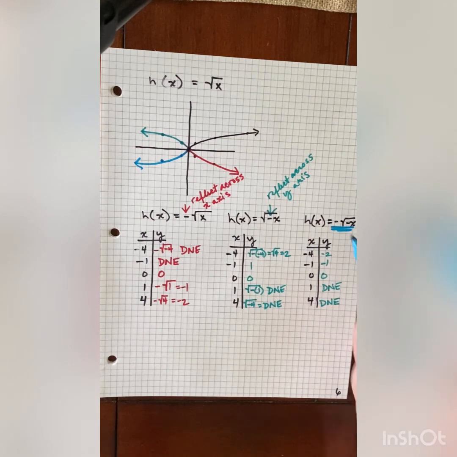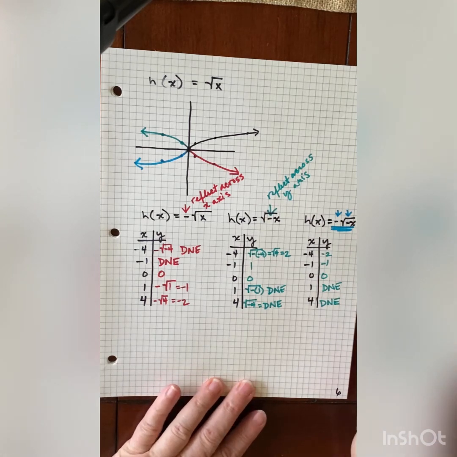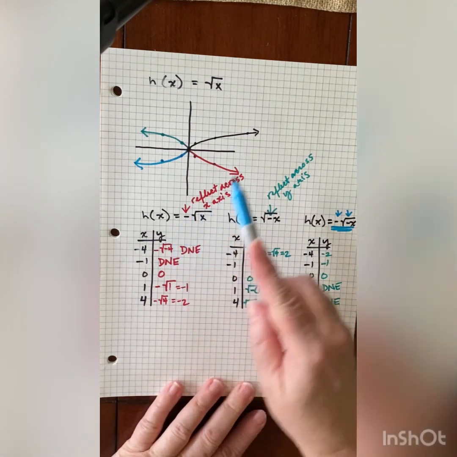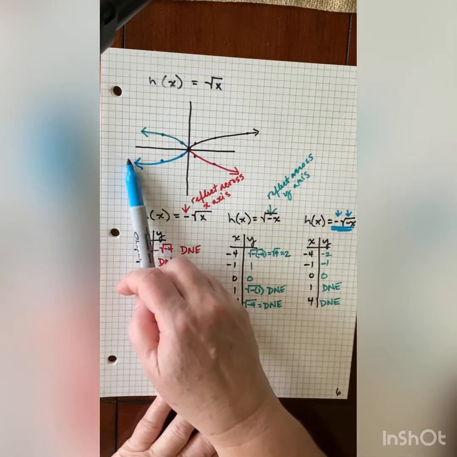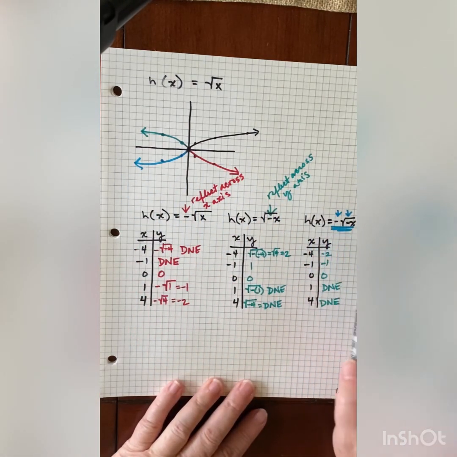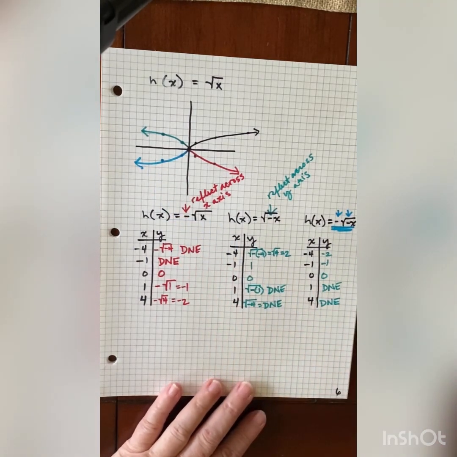So depending on where your negative signs are, depends what's going to happen. If it's way up front, it reflects it across the x-axis. If it's inside, it reflects it across the y-axis. And if you've got both of them, it reflects it across the x and the y and ends up down over here.